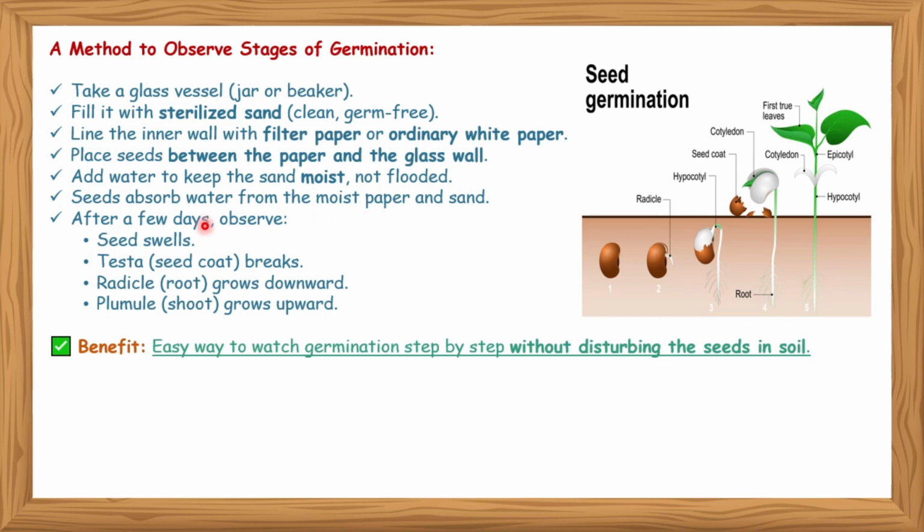After a few days, you can observe the seed swells, the testa or seed coat breaks, the radicle or root grows downward, and the plumule or shoot grows upward. So the benefit is an easy way to watch germination step by step without disturbing the seeds in the soil.